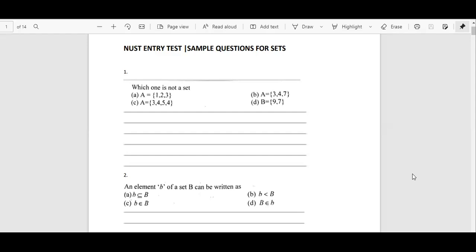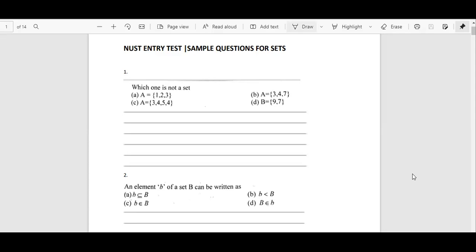Okay, so today we are going to discuss some NT test questions which are related to the topic sets. So let's get started. All right. So here's the first question. Which one is not a set? Okay. So the first question says, which one of the following, we have four options, is not a set?